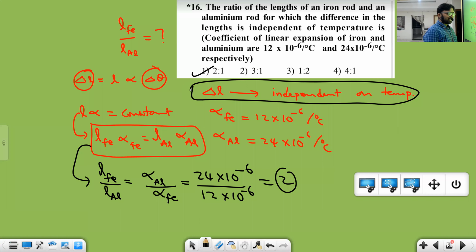I hope all the kids are clear till here. Is it clear, Sparsh, Shraddha, Sujna, Srilasya, Tanish? Yes, sir. Pranit? Yes, sir.